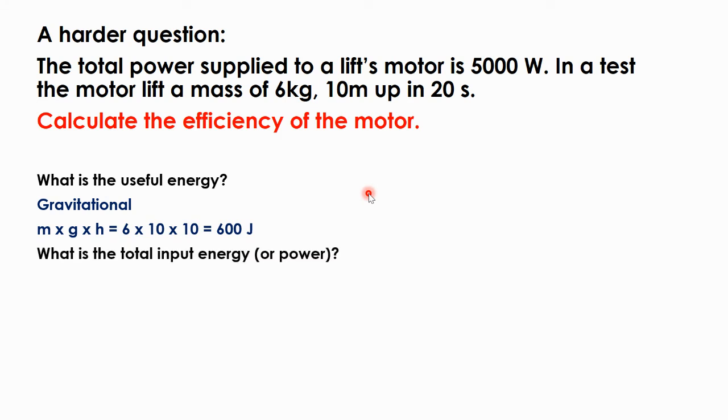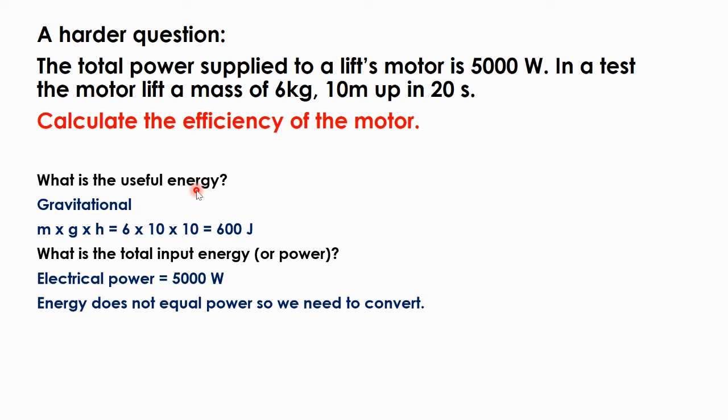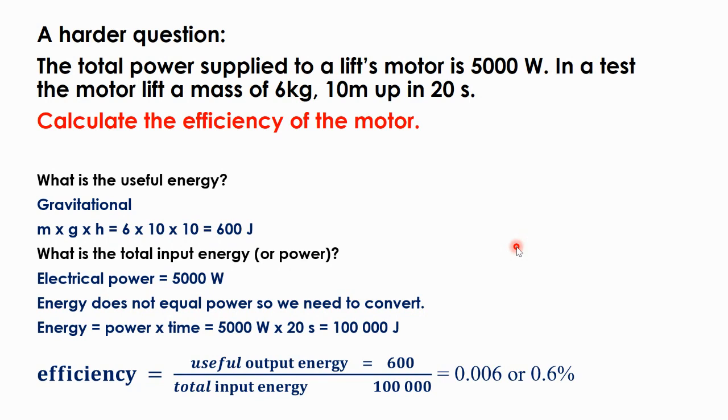What is the total input energy or power? So I've got the total power, so I'm going to convert this to energy. Energy is power times time, which is 100,000 joules, because obviously the motor has this power for this much time, so it uses this much energy in total. So now we can split this into our equation. Efficiency is useful output energy over total input energy, and that gives us actually quite a small number, so it's not a very efficient motor at all.